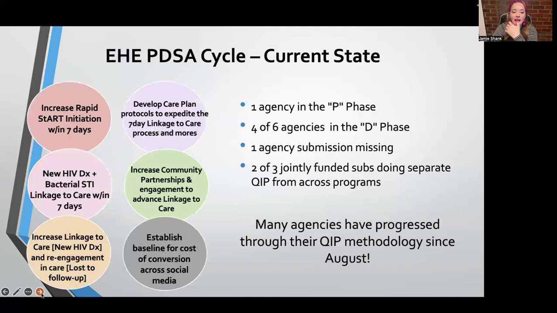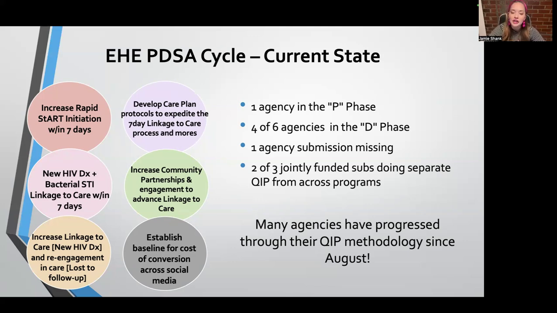Yeah, 100. And then on the EHE side of the house, again, thank you, EHE fam. Thank you, EHE Dallas County staff, because this has been our first foray as a combined jurisdiction into a regional QIP. So similar to the Ryan White side, you can see what the QI project focus across the 6 EHE funded subrecipients are. We have one agency in the P phase. We have a majority of folks who moved on to the D phase. We definitely treasure getting those quarterly submissions.